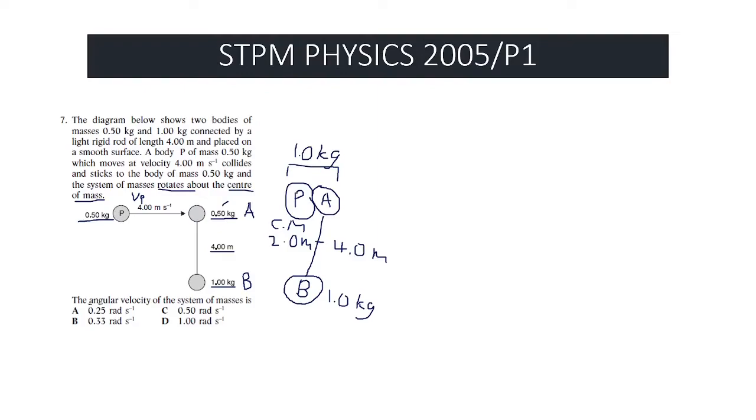Next, he asks us to find the angular velocity. Now we have to apply the concept of conservation of angular momentum. Angular momentum is given by r cross p, where p is the linear momentum, so we get mvr. At the same time, v is equal to r omega. If you substitute r omega for v, you will get mr squared omega.